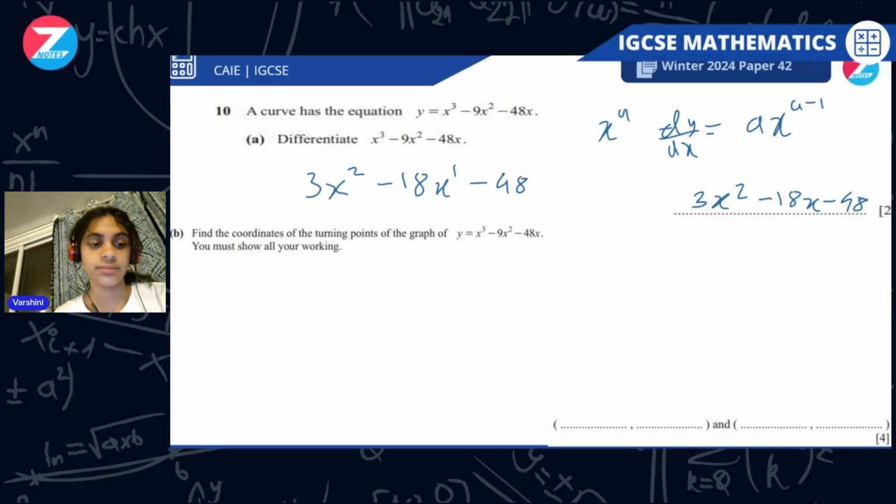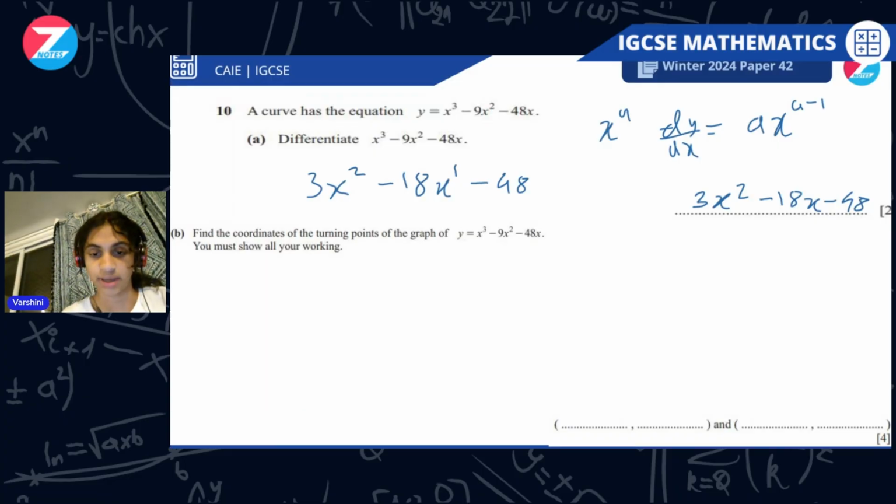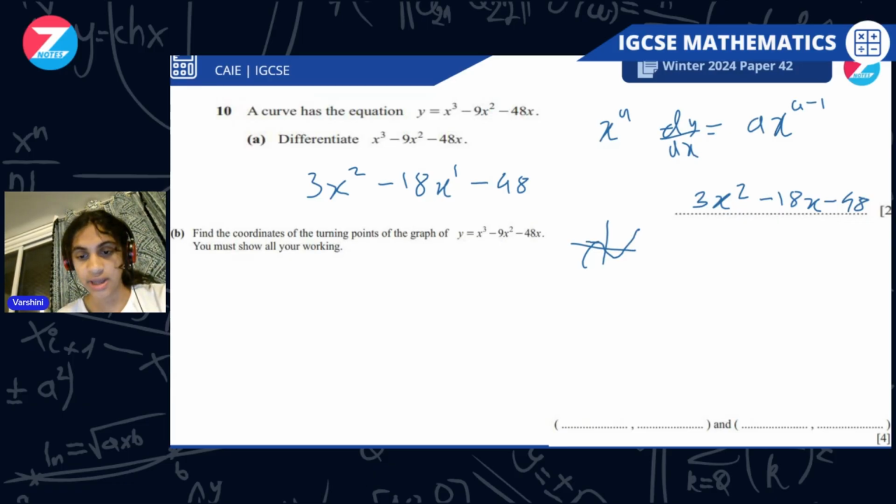Okay, part 2. Part B, find the coordinates of the turning points of the graph y equals x cubed minus 9x squared minus 48x. So to find the turning points of the graph, we know it's a cubic. So the graph is going to look something like this. And we also know that at the turning points over here and over here, dy by dx is going to be 0 because the slope over here and over here is 0, and dy by dx is nothing but the slope.